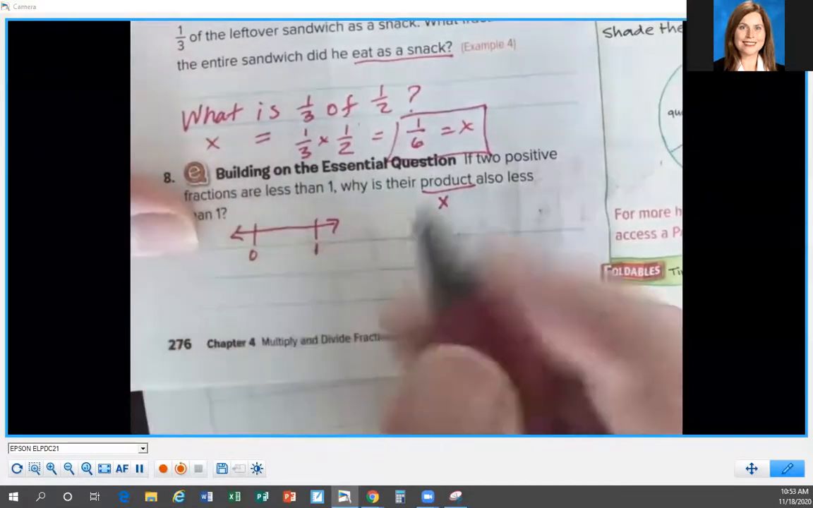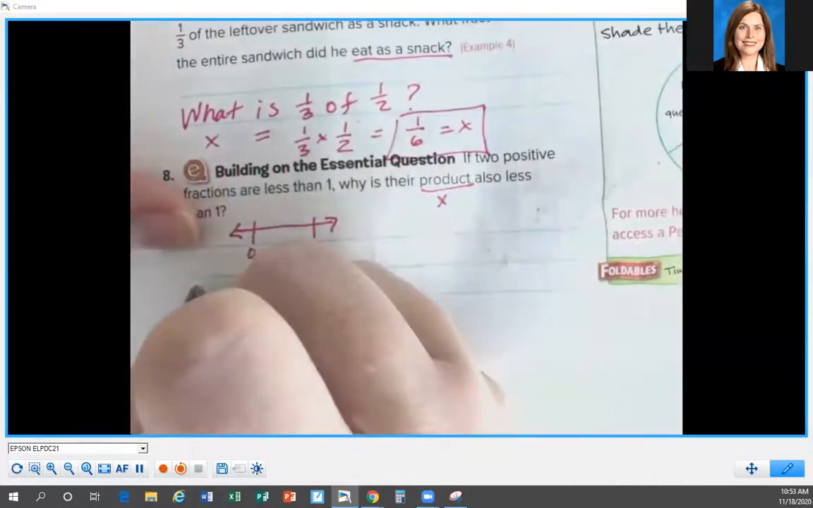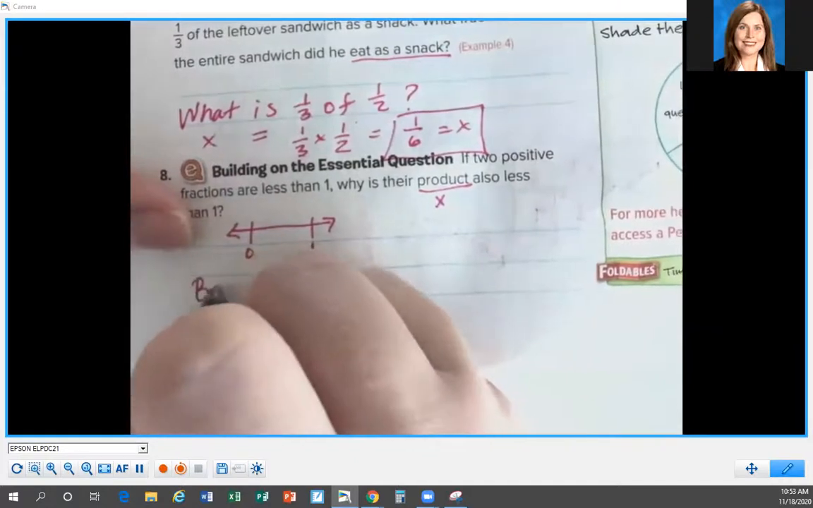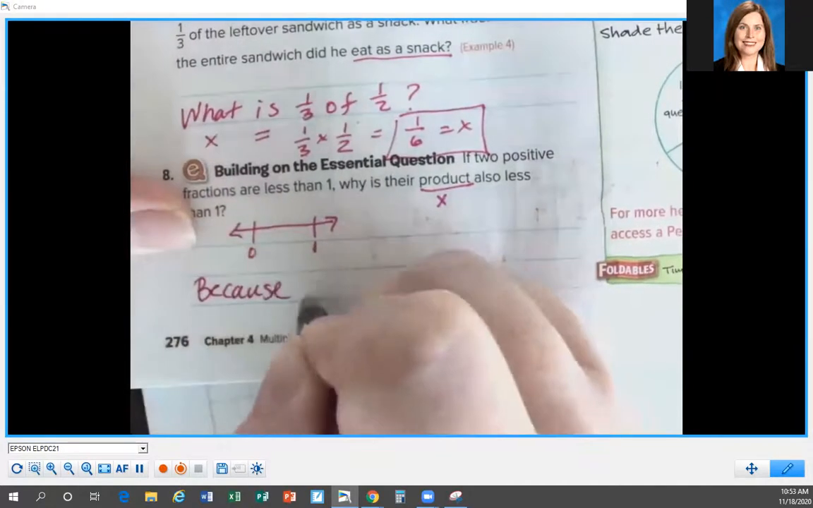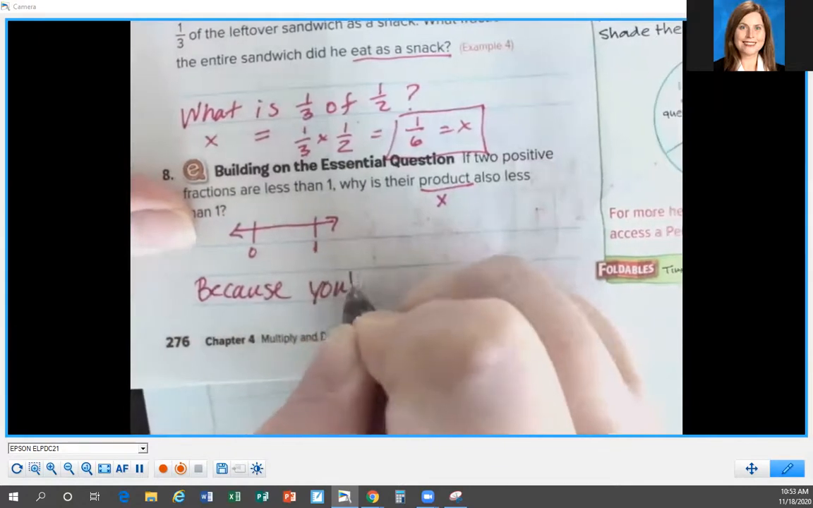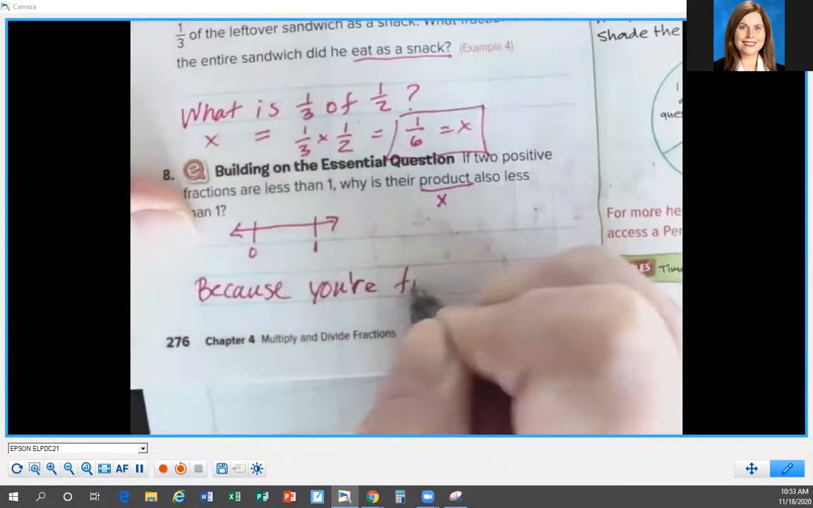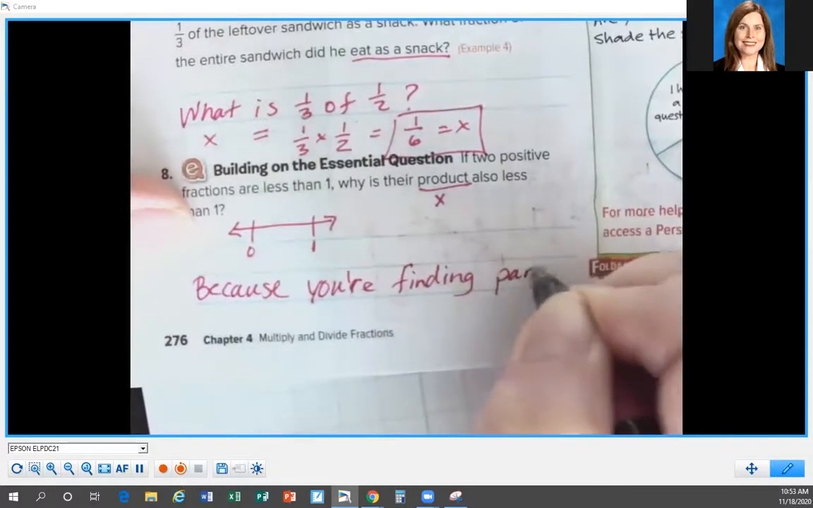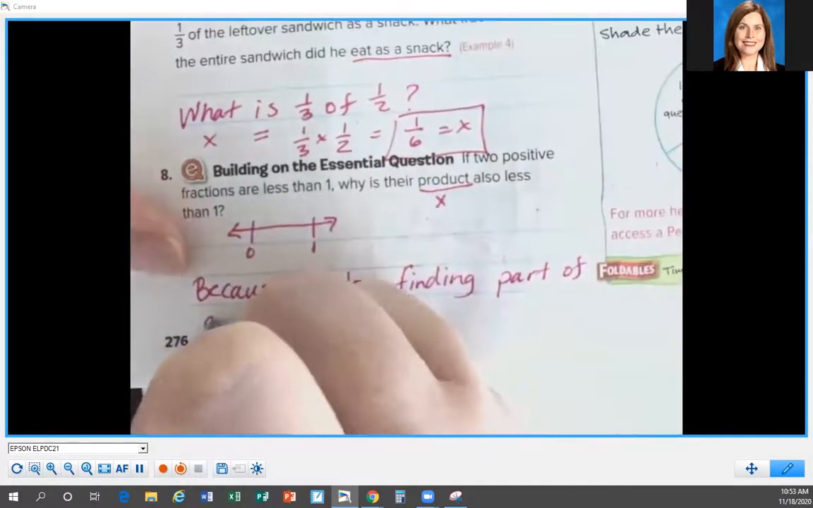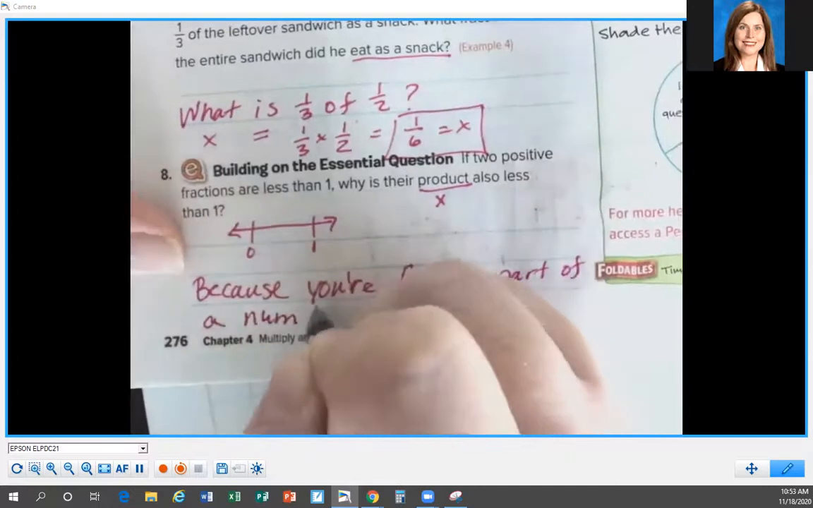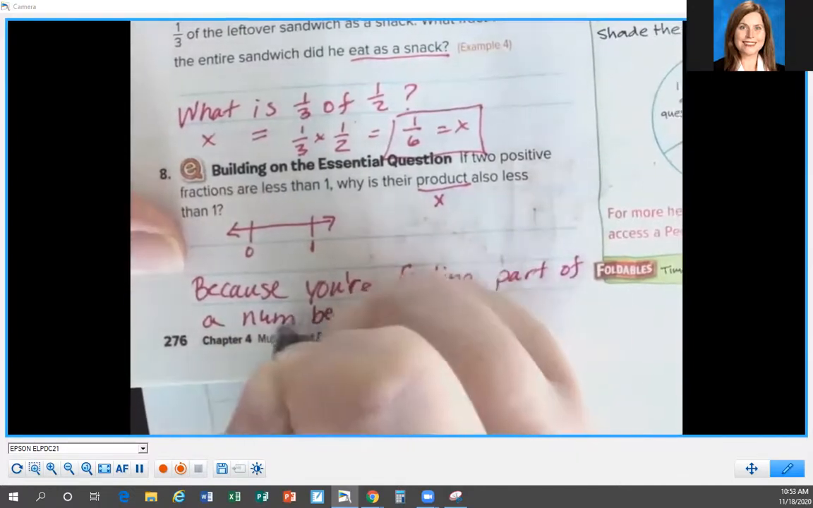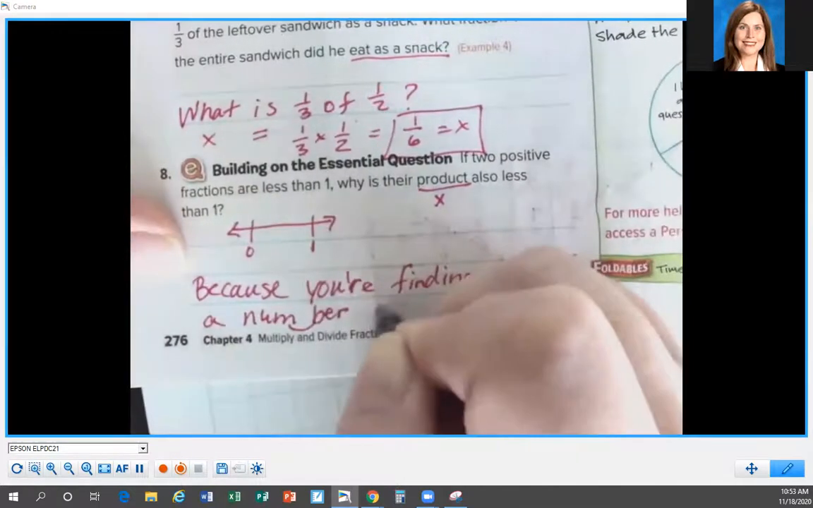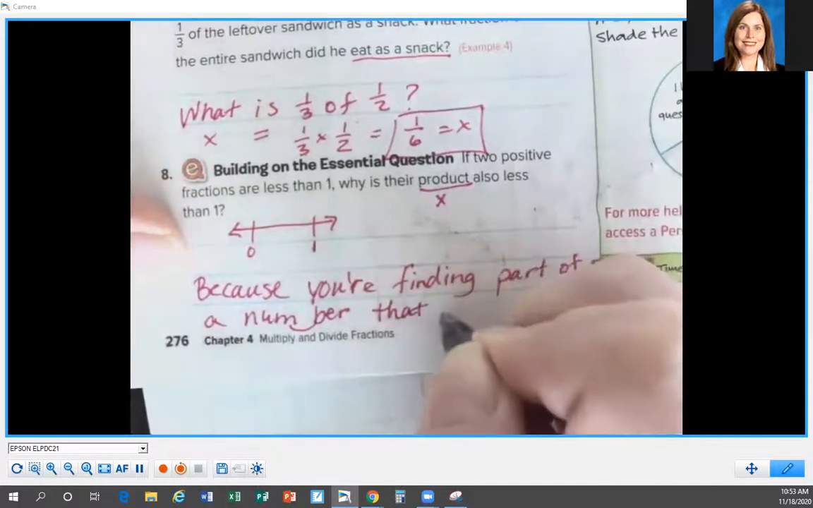So because you're finding part of a number. Sorry, that shouldn't be a big space there. Part of a number that is less than 1.